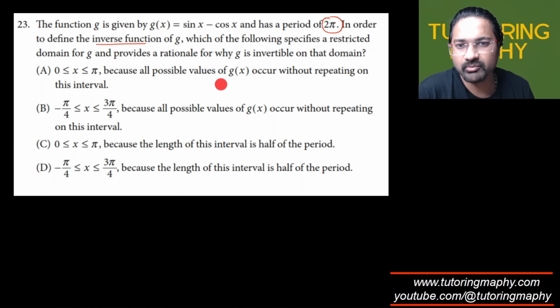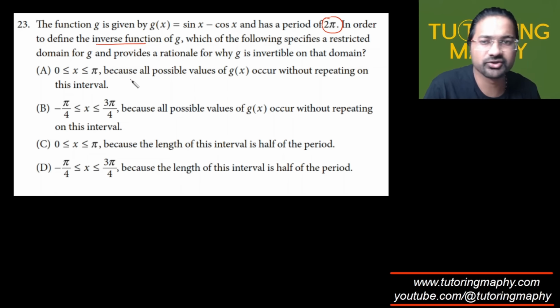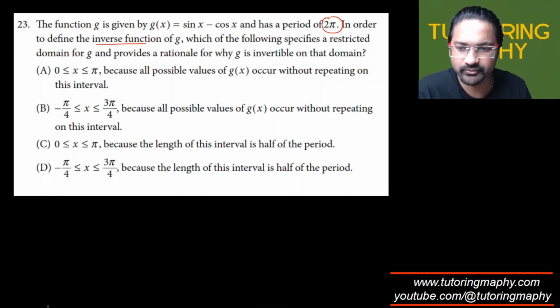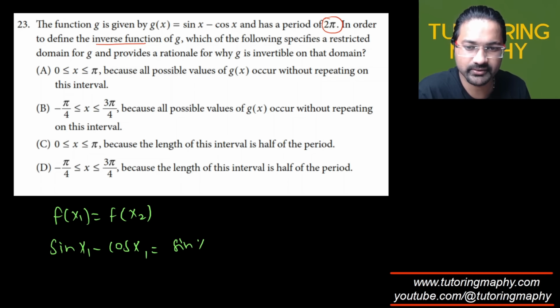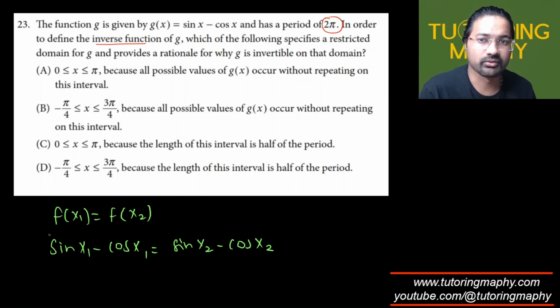Option A is 0 to pi, because all possible values of g occur without repeating on the interval. So we have to make sure that it doesn't repeat itself. We have to make sure that if f(x1) and f(x2) are equal, then that should only happen when x1 and x2 are equal, because that is the condition for a 1-1 function. Now, since the graphing calculator is allowed, I'm going to graph sin x minus cos x.